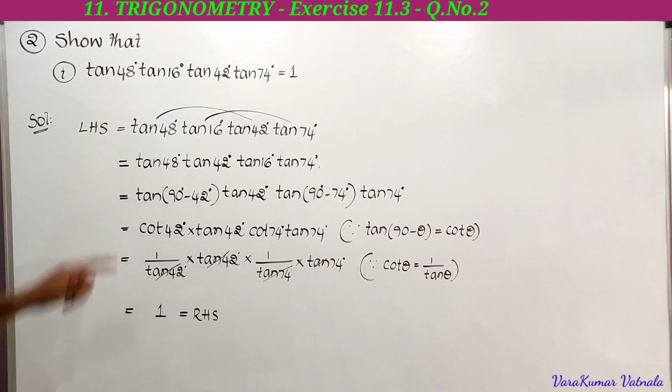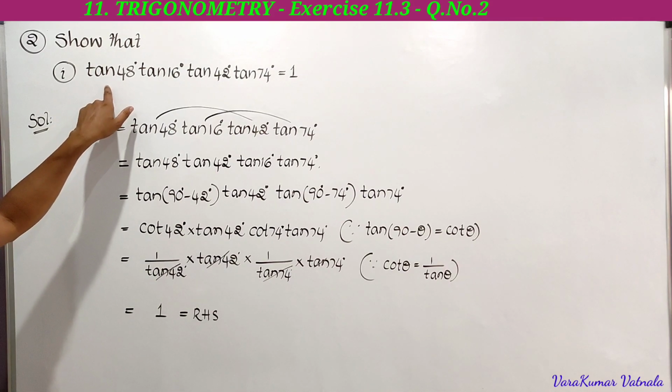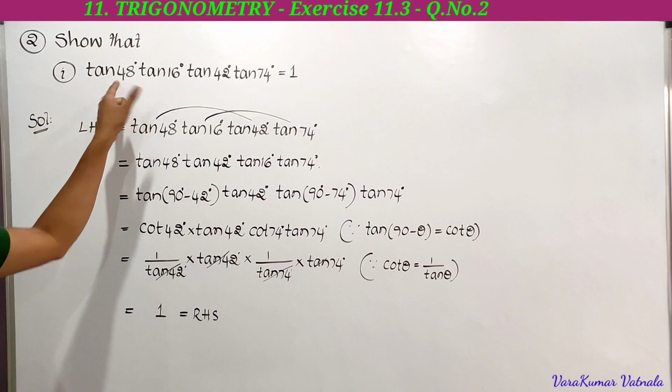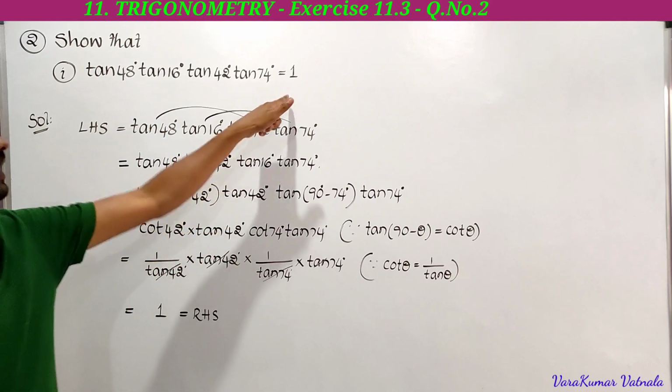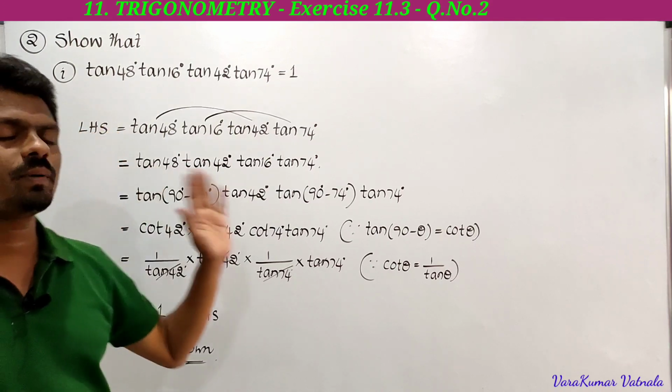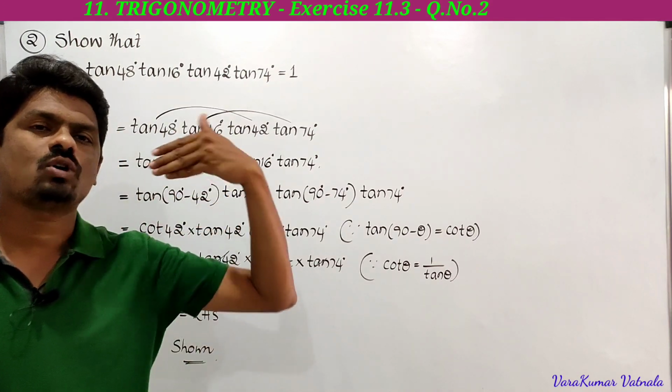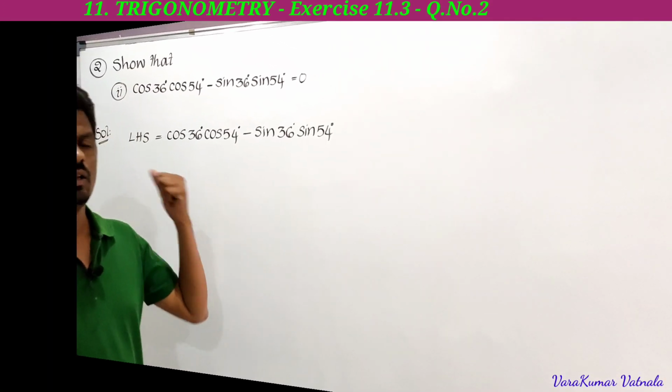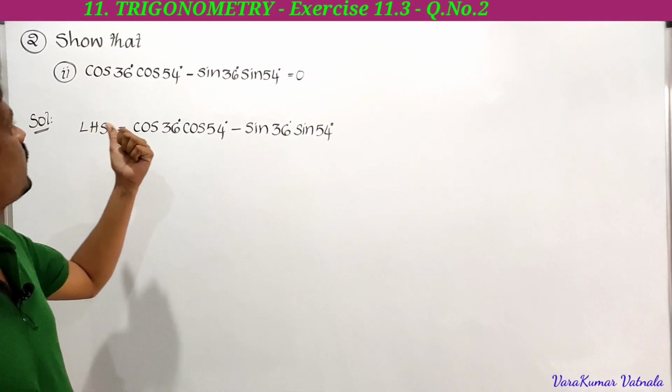So by taking LHS, we got RHS, hence proved. So this is the first bit in the second problem. So next we have to solve the second bit. So this is the second bit in the second problem.